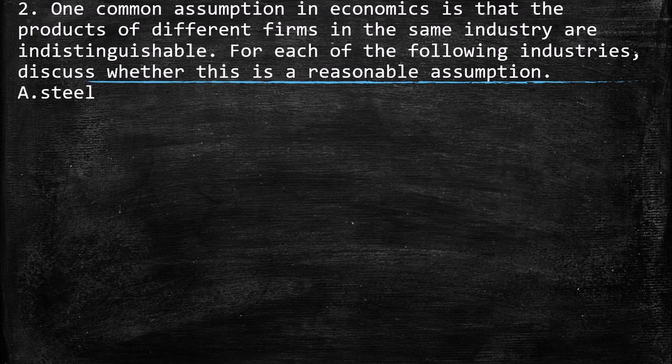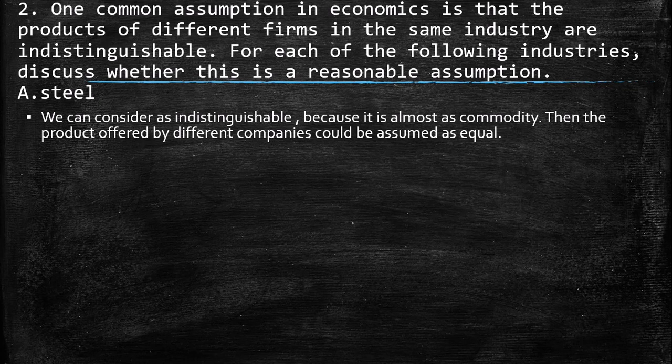So the first one is steel. We can consider it as indistinguishable because it's almost a commodity. Commodity means something that is just raw, so it doesn't have too many processes inside it. So the product offered by different companies could be assumed as equal. Even if there are different ways, the pure steel we can consider as indistinguishable.